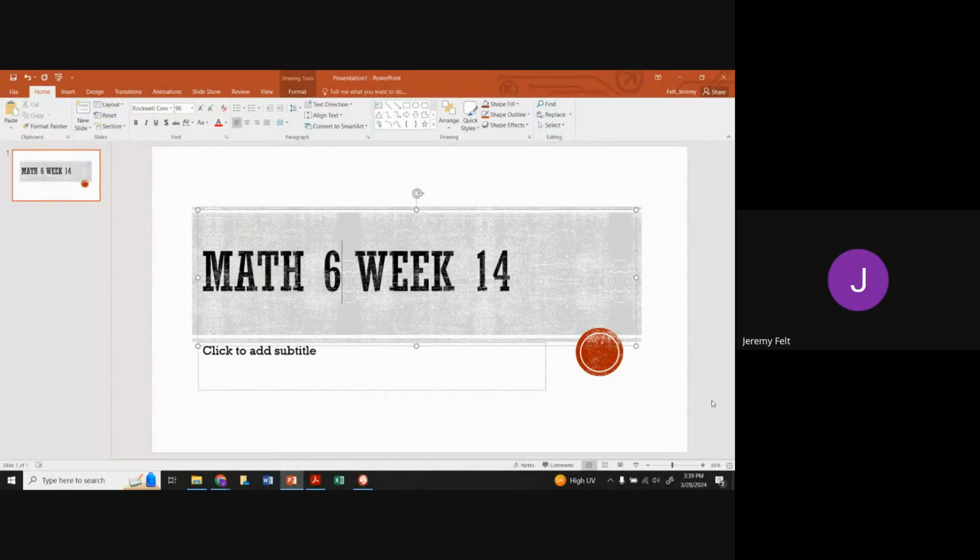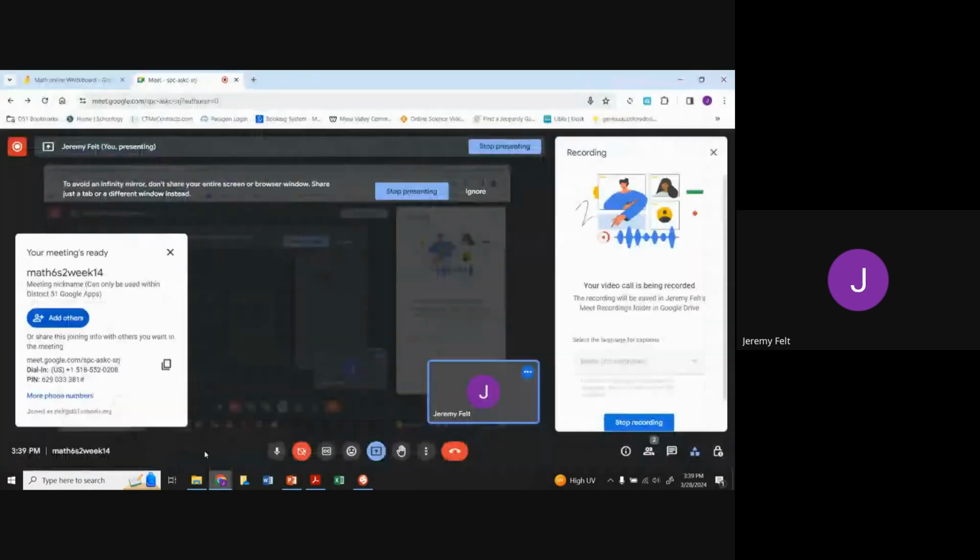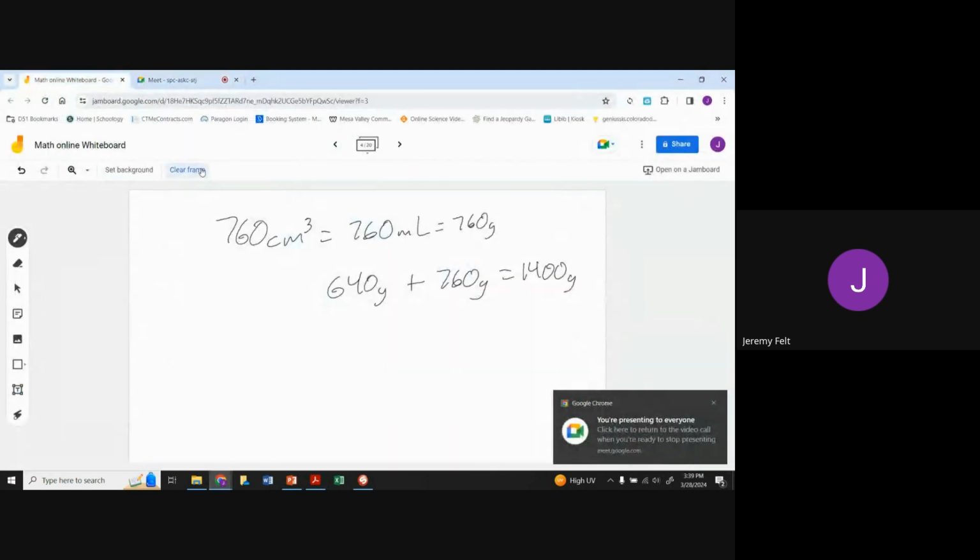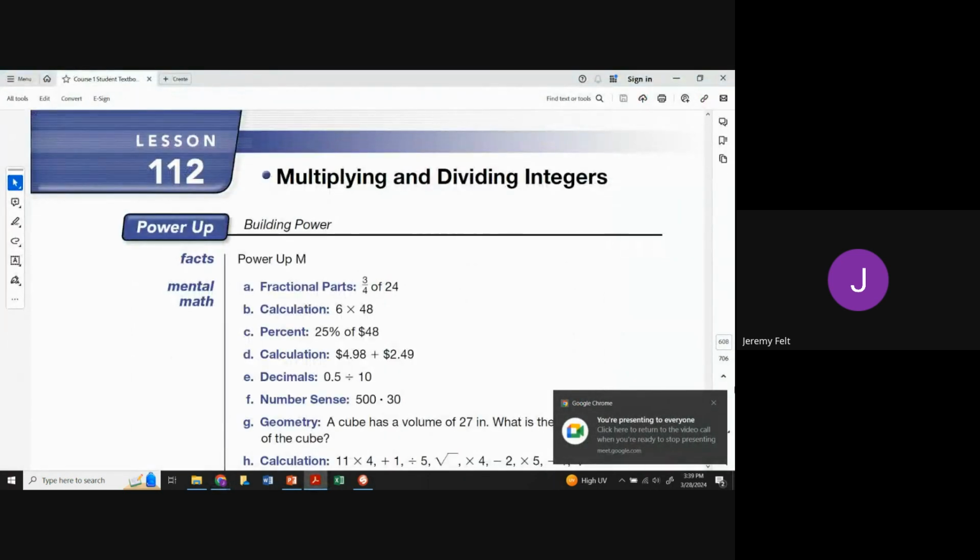I guess week 14, we're nearing the end. We're looking at lesson 112, 113, and 114 this week. So those three lessons. So let's go ahead and get turned over to lesson 112 in our book.